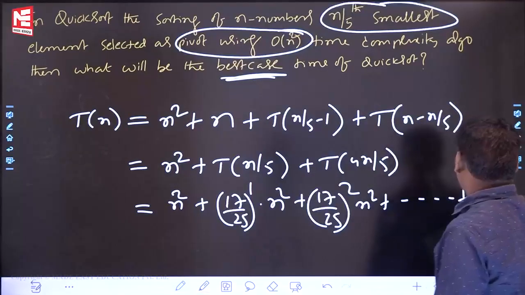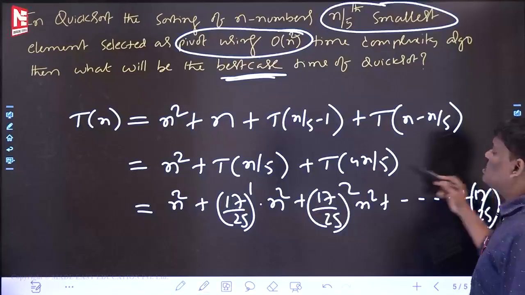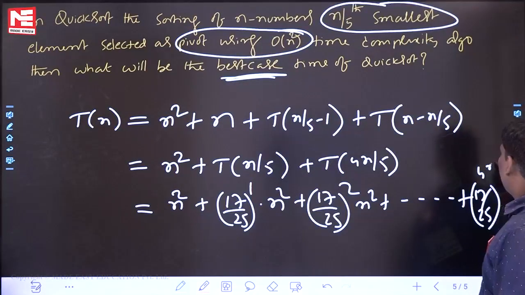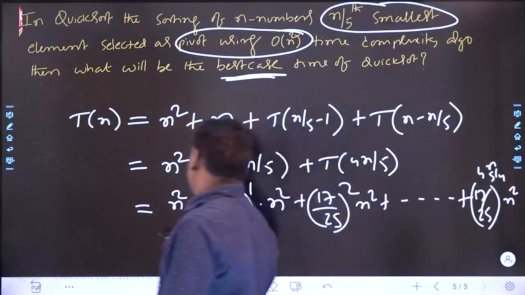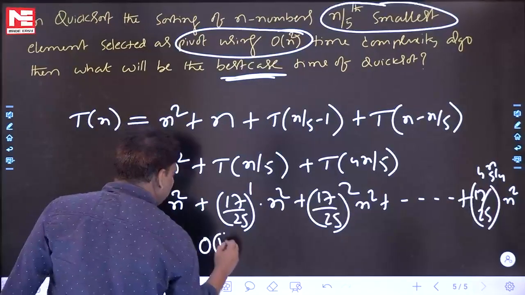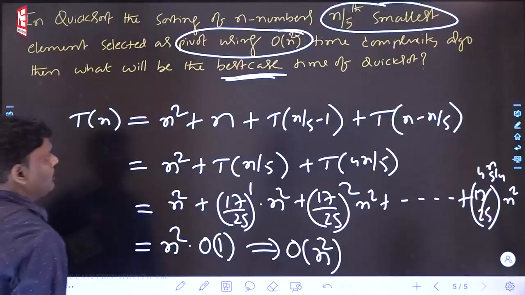How many times? Upper bound, 17 by 25 whole power. What is the answer? One is log n base 5, one is log n base 5 by 4. Upper bound I want log n base 5 by 4 n square. If you take the n square common, what is the answer? It is a decreasing GP series. So n square into a decreasing GP series constant. Finally big O of n square.